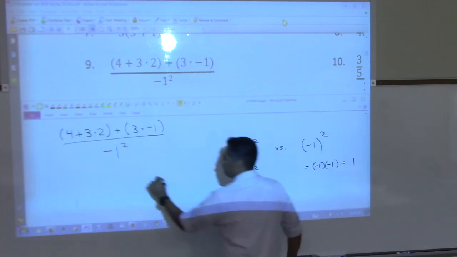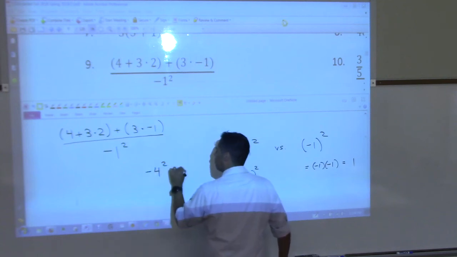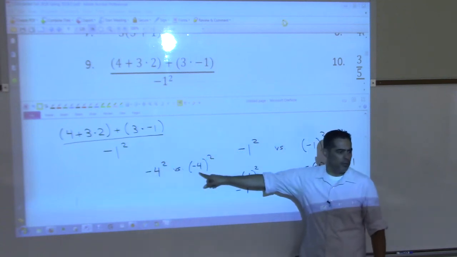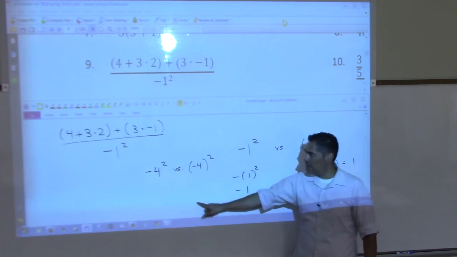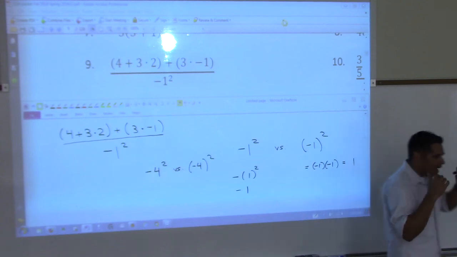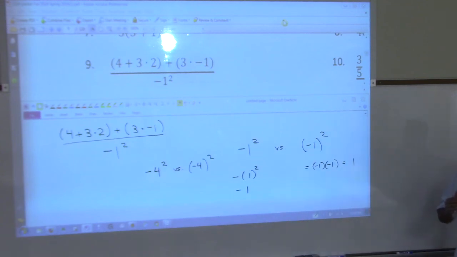Let me illustrate this a different way. Negative 4 squared versus negative 4 squared, with and without parentheses. This one gives you positive 16, this one gives you negative 16. So the parentheses are absolutely vital to knowing whether or not you get a positive or negative answer. All right?